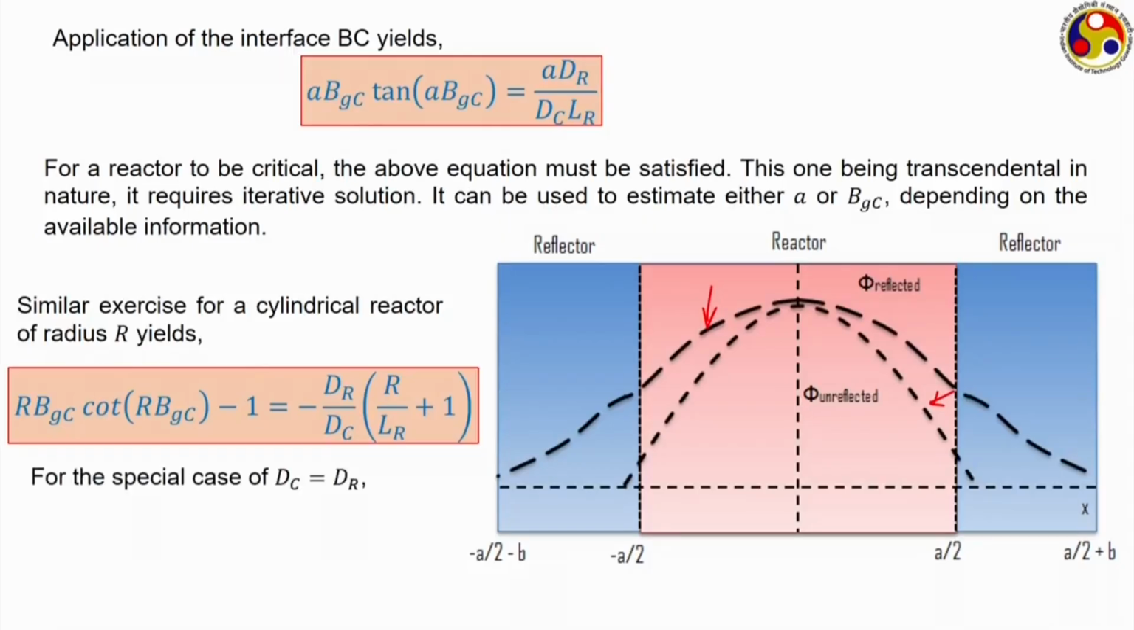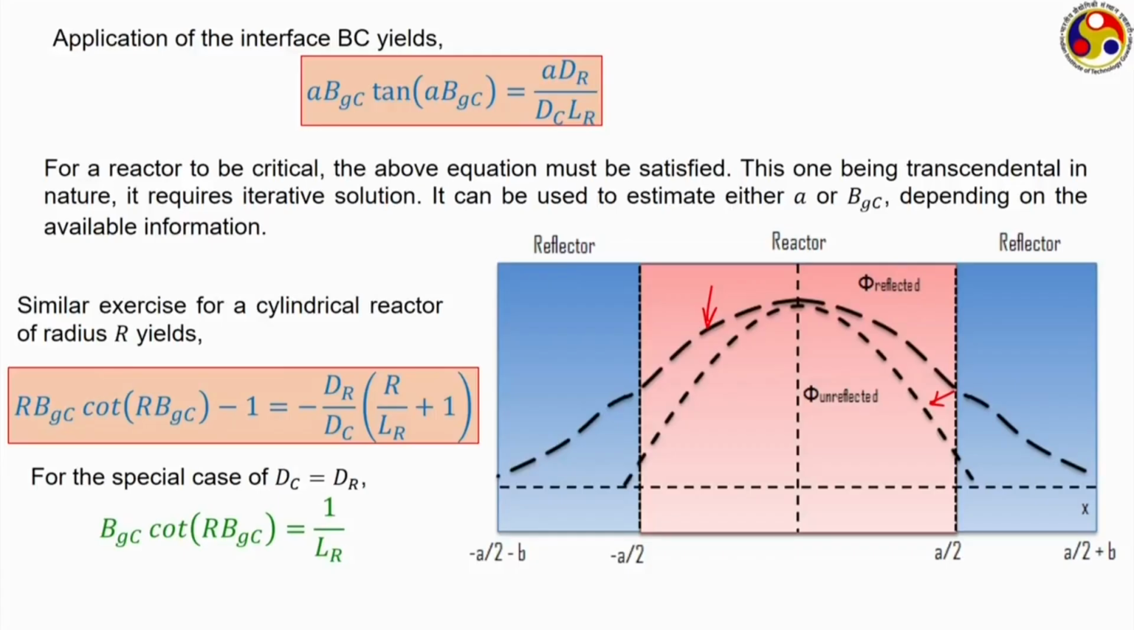And for the special case when the reflector and the core have identical values of the diffusion coefficient, or basically when the same medium is used in the reflector and in the reactor, then the ratio D_C by D_R goes to 1, and it reduces to an even simpler form. Now this does not seem to be a transcendental equation anymore, because it is simplified. We get this particular simplified form: B_GC equals cot of R B_GC, equal to 1 by L_R.